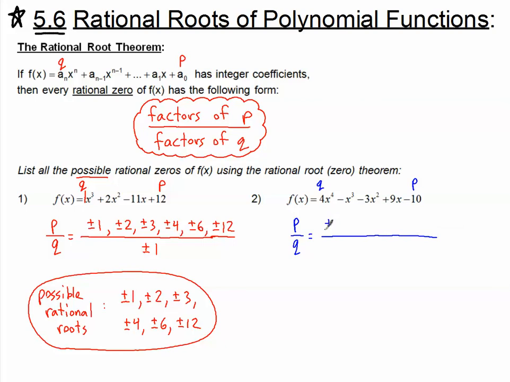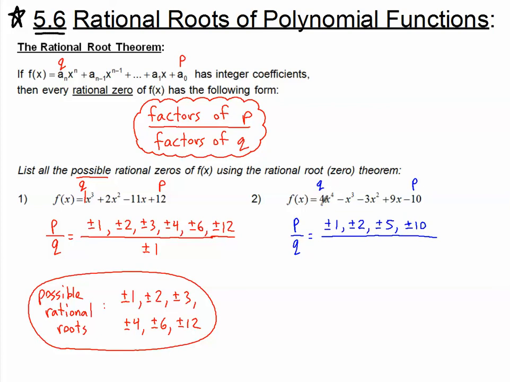Obviously 1 goes into everything, so plus or minus 1. 2 goes into every even number, so plus or minus 2. 3 does not go in, 4 does not go in, but 5 does, so plus or minus 5. 6, 7, 8, 9, no good, but obviously plus or minus 10 would go into 10. So those are the 8 possible factors for p.